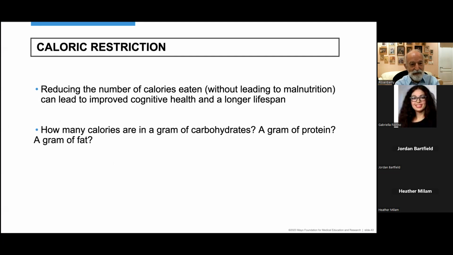Yes. Reducing the number of calories eaten without leading to malnutrition can lead to improved cognitive health and a longer lifespan. How many calories are in a gram of carbohydrates, a gram of protein, a gram of fat? Next.